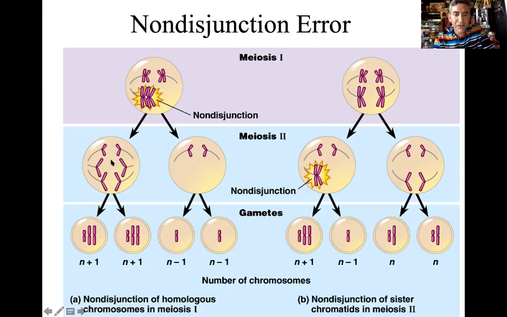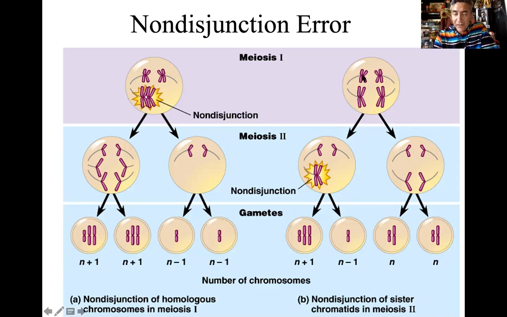Well, meiosis 2 works properly. And we end up with 3, 3, 1, and 1. We should have had 2, 2, 2, and 2. So we have haploid plus an extra, haploid plus an extra, haploid minus 1, haploid missing 1 here. So if the non-disjunction error happens in the first anaphase in meiosis 1, none of the gametes will be regular or normal.